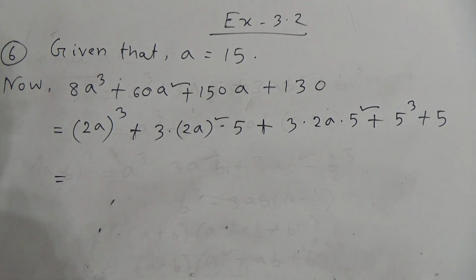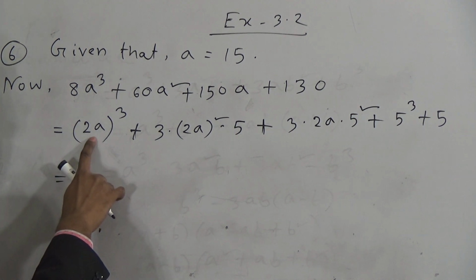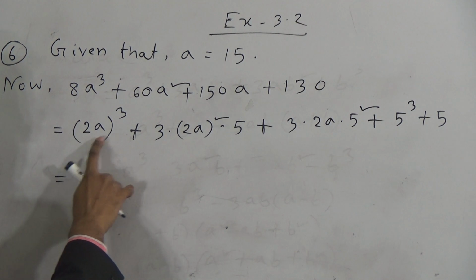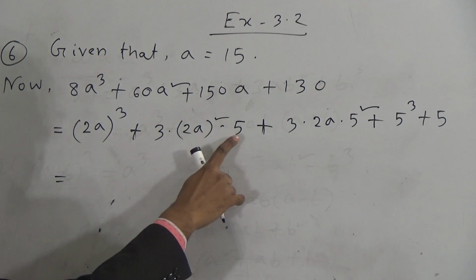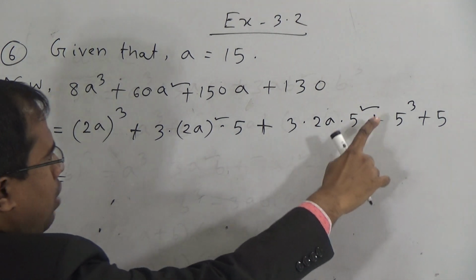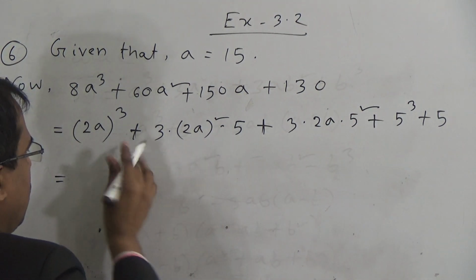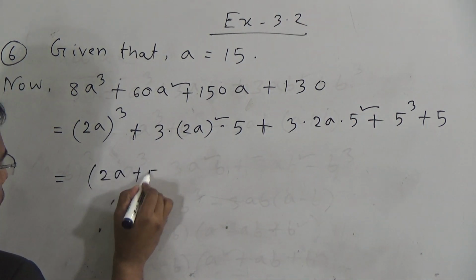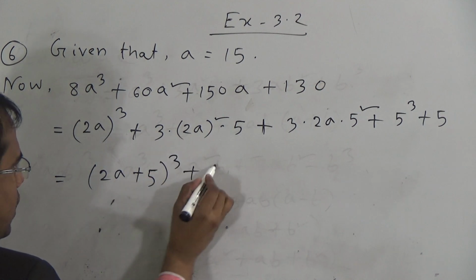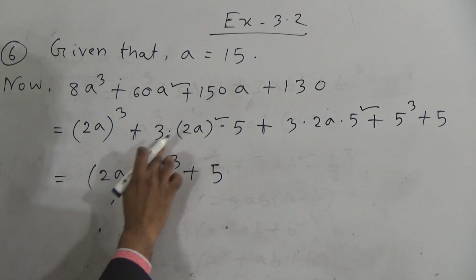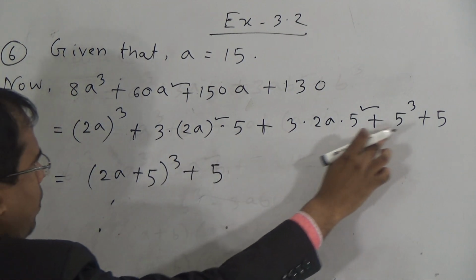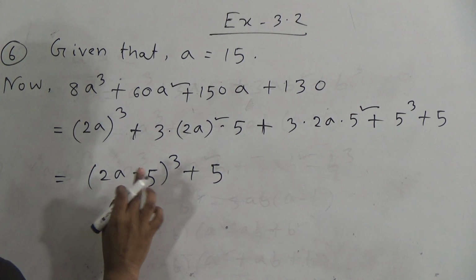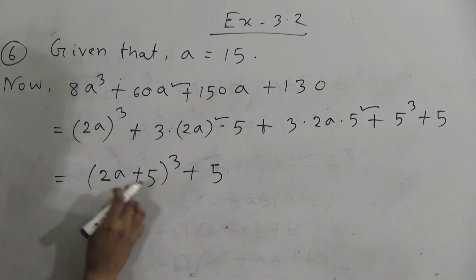Now if we consider 2a as a and 5 as b, then we can say it a cube plus 3a square b plus 3ab square plus b cube. So instead of this part we can write (2a plus 5) whole cube, because you know that a cube plus 3a square b plus 3ab square plus b cube is equal to (a plus b) whole cube. Here we are considering 2a as a and 5 as b.